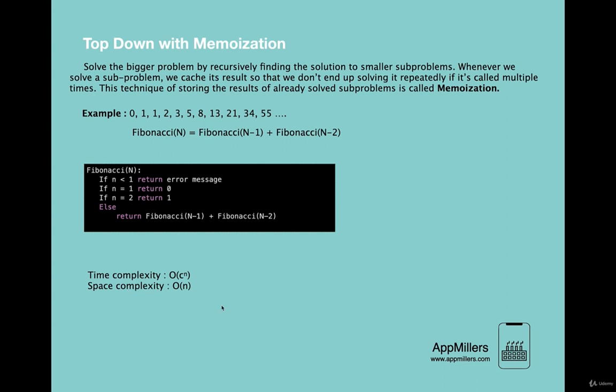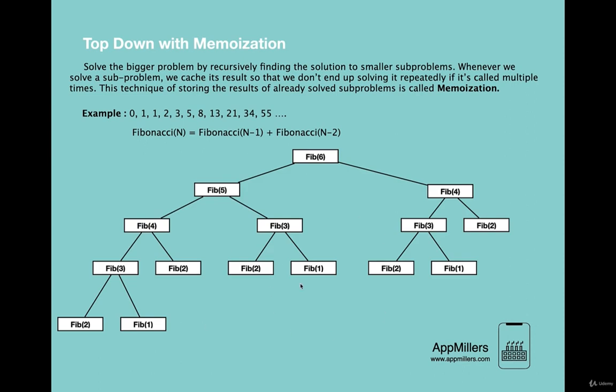Now to understand the problem, let's look at the recursive tree of this algorithm over here. Now the recursive tree will look like this. So here we see that if we want to find the sixth number of Fibonacci series, we need to calculate Fibonacci of 5 and Fibonacci of 4. And then to find the Fibonacci of 5, we need to calculate Fibonacci of 4 and Fibonacci of 3. So it continues like this until we reach the Fibonacci of 1 and 2.